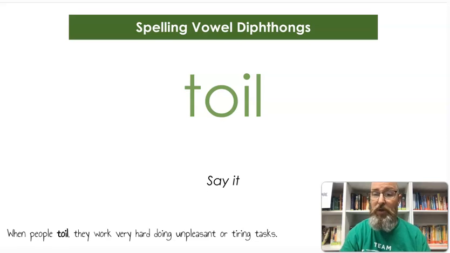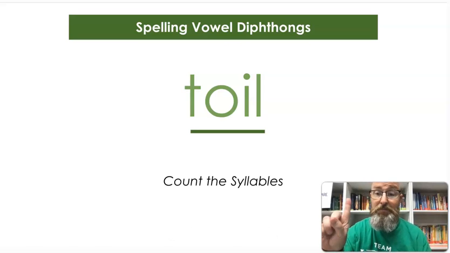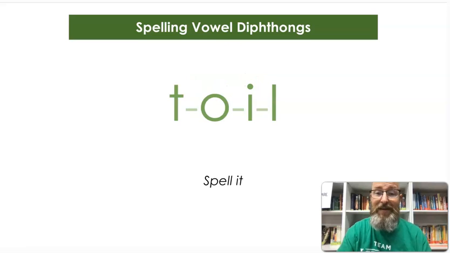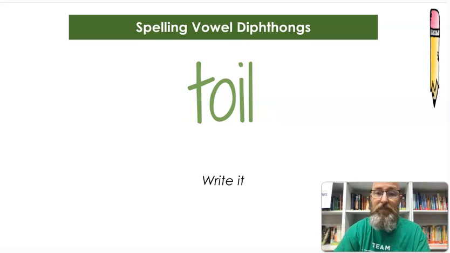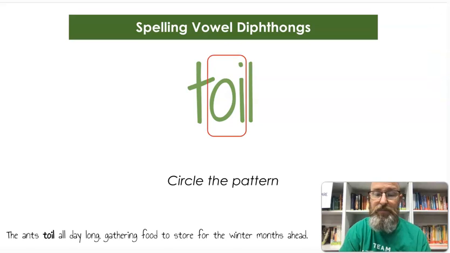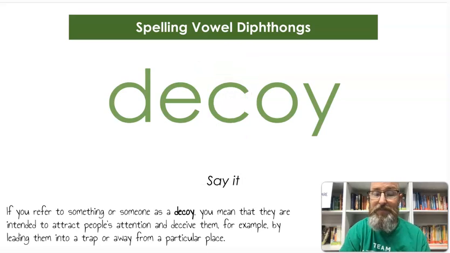Our next word is toil. Say toil. When people toil, they work very hard doing unpleasant or tiring things. Count the syllables. Toil. Let's spell it. T-O-I-L. Toil. And let's write it. T-O-I-L. Let's circle that oi pattern. That's spelled O-I. The ants toil all day long, gathering food to store for the winter months ahead.